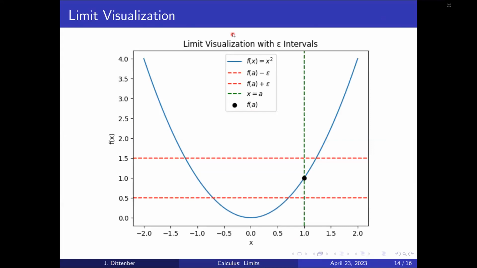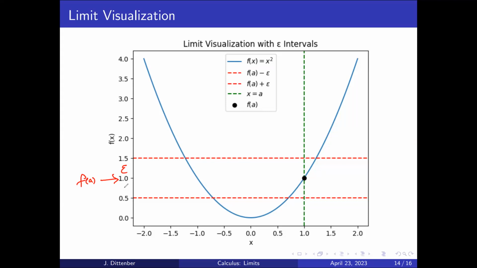So here I've got a graph, and on the graph I've got a function, this blue function here. And I've got this vertical line where x equals a highlighted so that we can see that this is the point we're interested in. And what I've done is I've included these red dashed lines around the location where f of a is. So at 1, this is our f of a, and around this we've got what we call an epsilon interval. So this distance is epsilon, from 1 to 1.5, so epsilon in this case is 0.5.